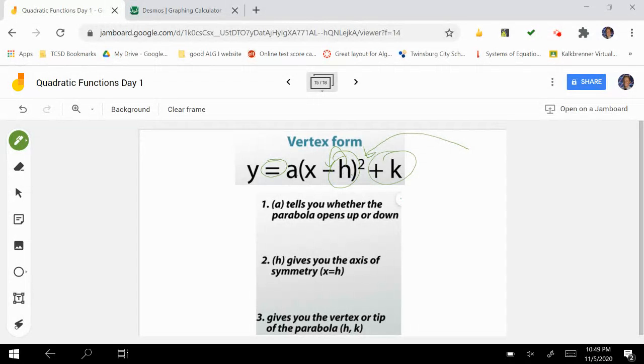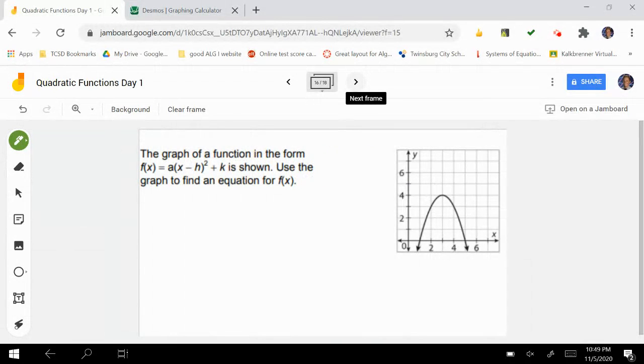h gives you the axis of symmetry. So x equals h. h is in front of that negative. And then (h, k) gives you the vertex, or tip, of the parabola. So (h, k) is really the x, y of the vertex of the parabola. All right, so the graph of the function is in the form f of x equals a parentheses x minus h squared plus k.